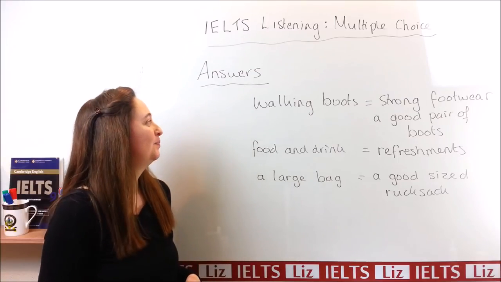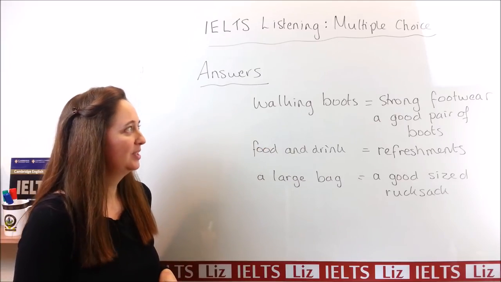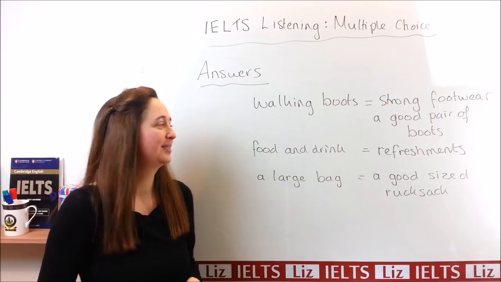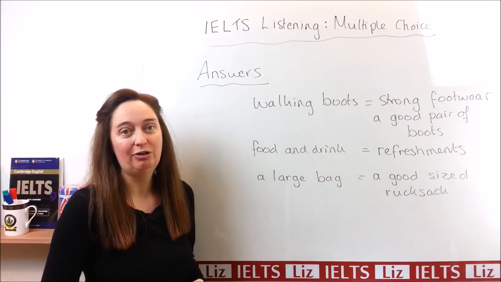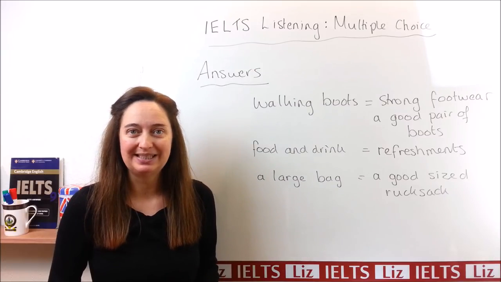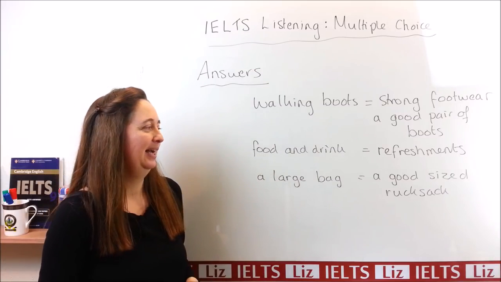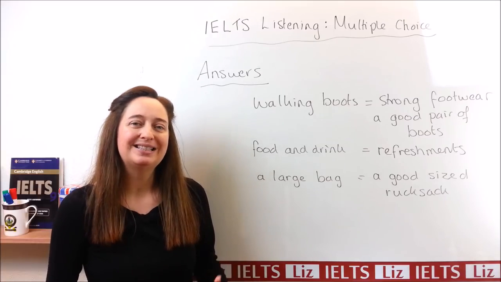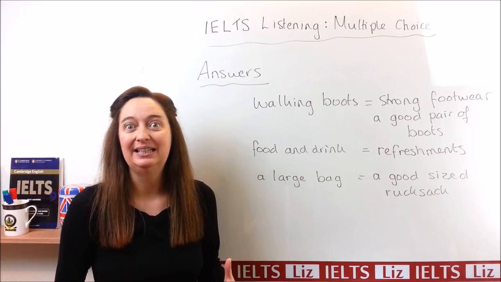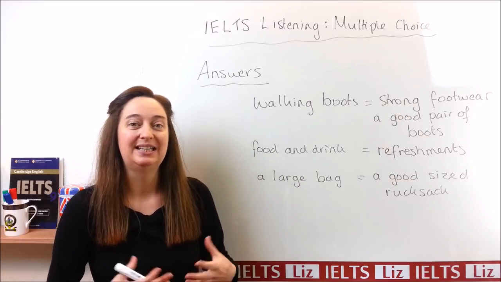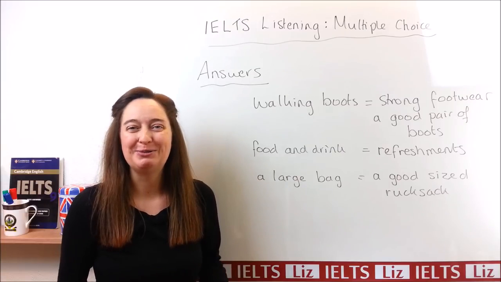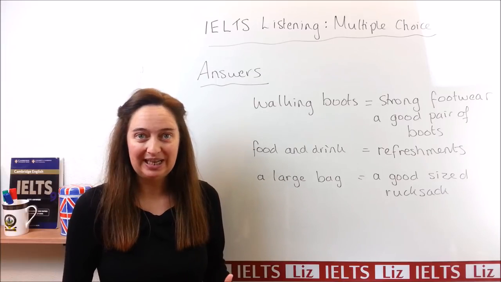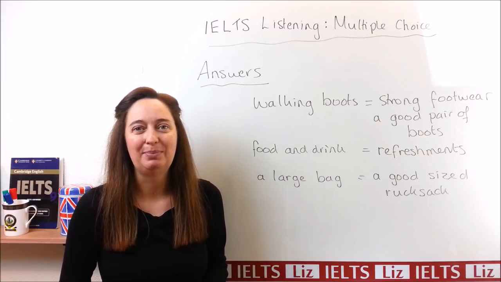So here are the answers, and you can see the paraphrasing, the synonyms that are used for these answers. So the first one, walking boots, they said strong footwear, a good pair of boots. The next one, food and drink, they said refreshments. And a large bag, they said a good sized rucksack. So that's an example of how IELTS will use paraphrasing and different vocabulary to confuse you a little bit and test your English. Now let me give you some more tips before we look at vocabulary.